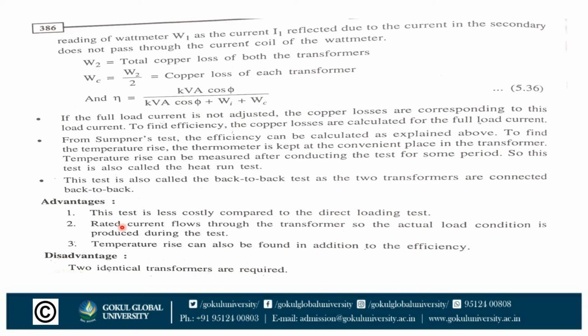Now if the full load current is not adjusted, the copper losses correspond to this load current, and to find the efficiency, the copper losses are calculated for the full load current. Now from this test, the efficiency can be calculated as explained above. To find the temperature rise, a thermometer is kept at a convenient place in the transformer. Temperature rise can be measured after conducting the test for some period. So this test is also called the heat run test. This test is also known as the back to back test, as the two transformers are connected back to back. That's why this is called the back to back test.